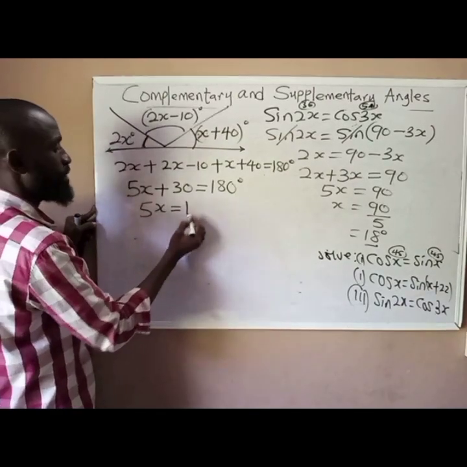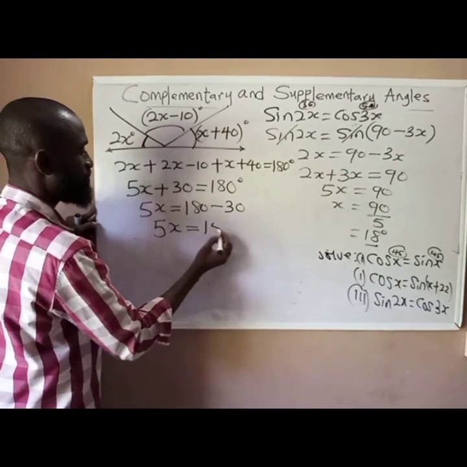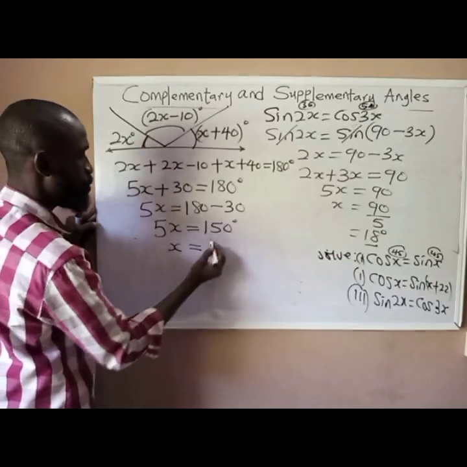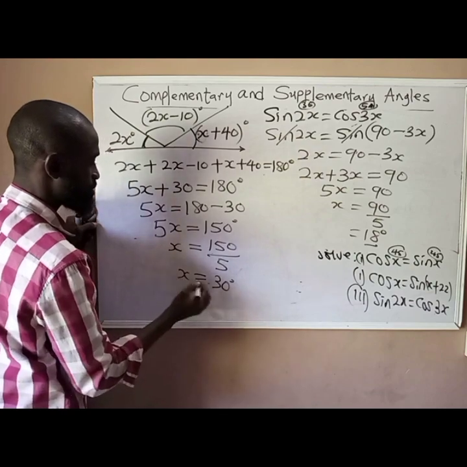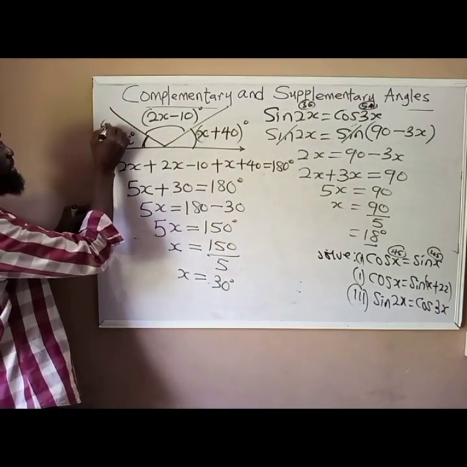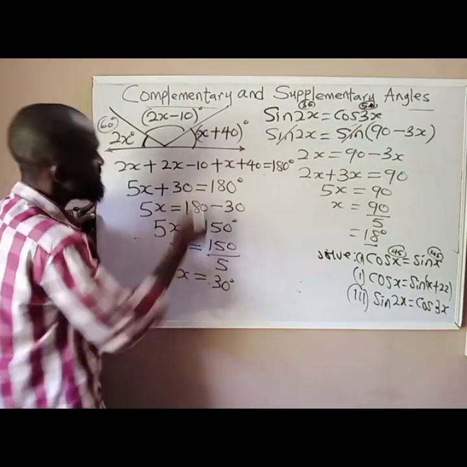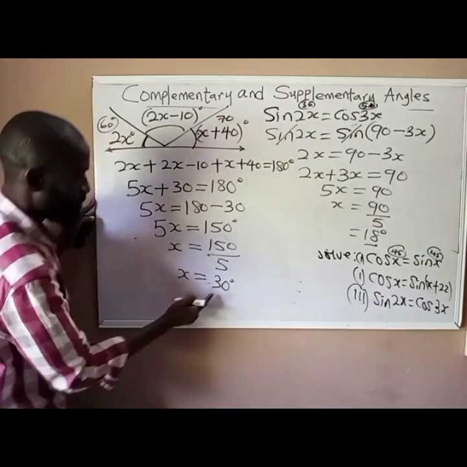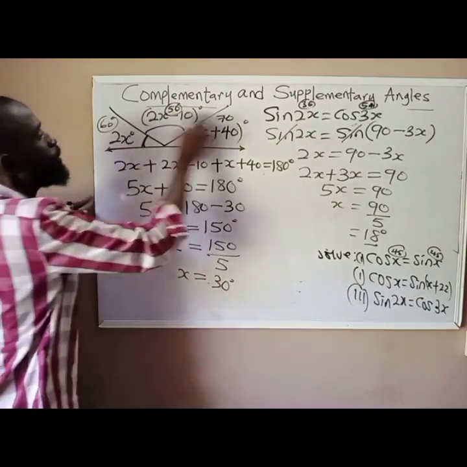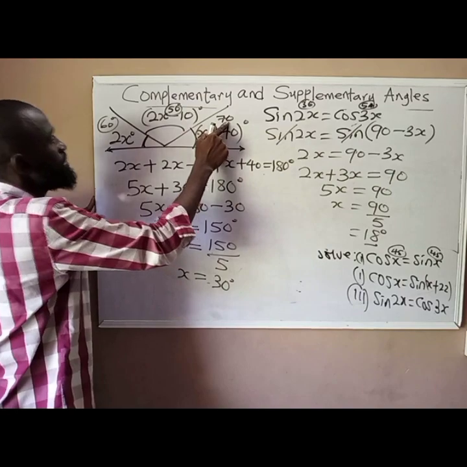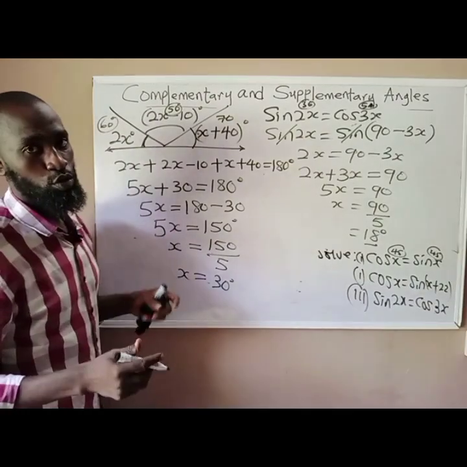So collecting like terms, 5x will give us 180 minus 30. So we have 5x equal to 150. Our x will now be equal to 150 all over 5, and that will give us 30. So our x is equal to 30 degrees. So what are the angles now? This will be 60, because our x is 30 and 2 times 30 gives us 60. For x plus 40, x is 30, so this will give us 70. Now, 2 times 30 is 60, and 60 minus 10 gives us 50 degrees. When you add all the angles, you must have 180. 70 plus 50 is 120. 120 plus 60 is equal to 180.